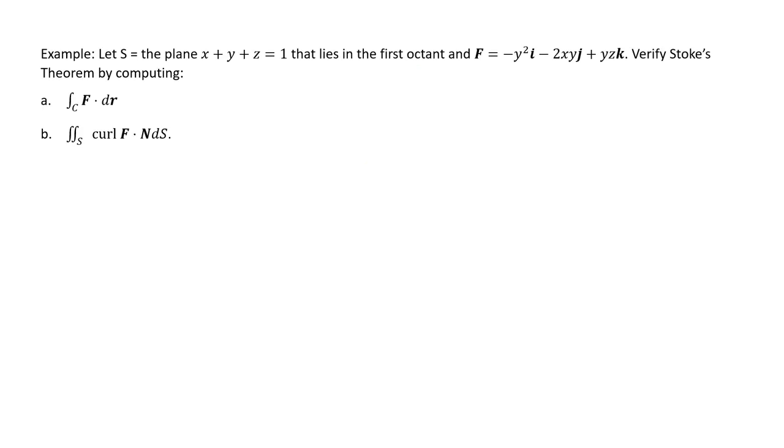So this is the problem I want to focus on to kind of explain Stokes theorem. So the surface we're going to consider is the plane x plus y plus z equals 1. And we're just going to consider the piece of it that lies in the first octant. And our vector field is negative y squared, comma negative 2xy, comma yz.